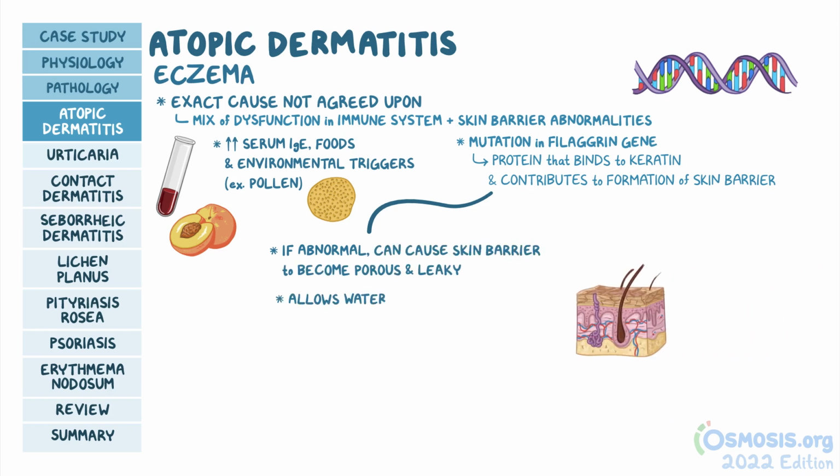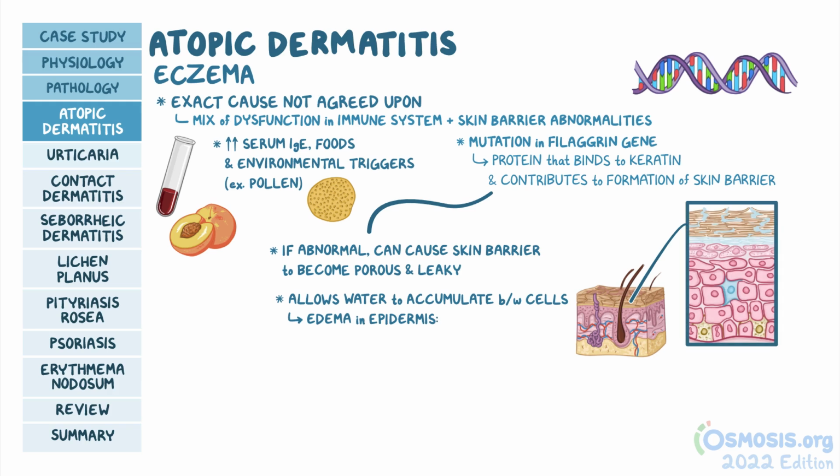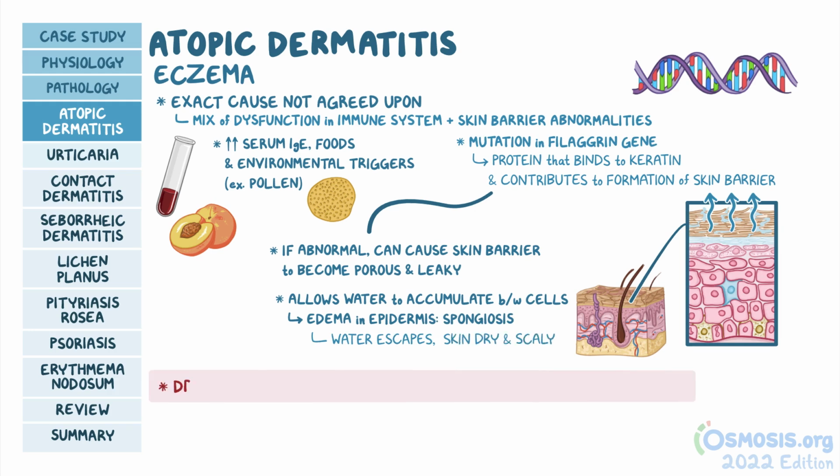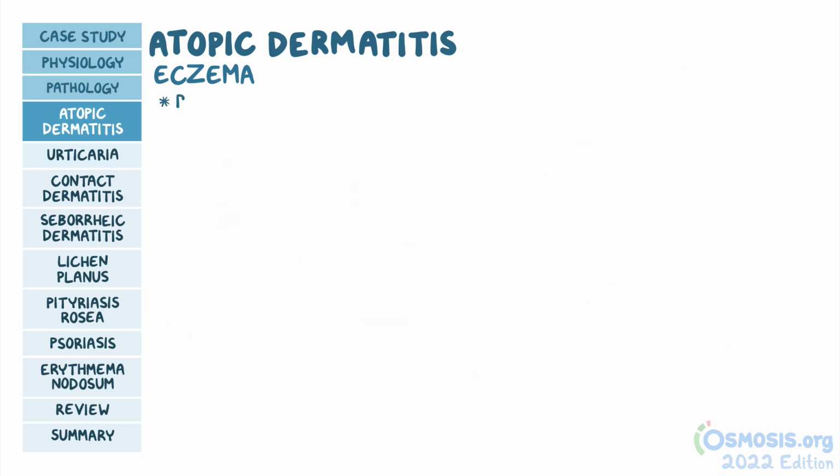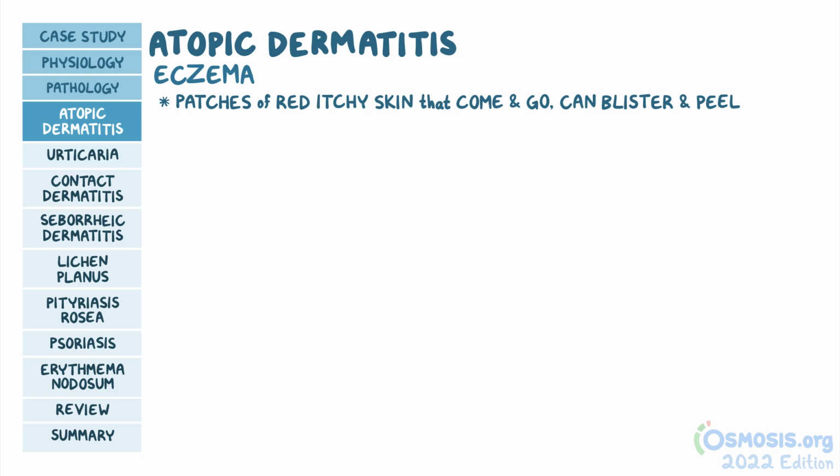This allows water to accumulate between cells, leading to edema in the epidermis, which is called spongiosis. Now, if this water escapes, it will leave the skin dry and scaly. This dry skin is extremely itchy, and that's characteristic of atopic dermatitis. So, the rash usually presents as patches of red, itchy skin that come and go, but can occasionally blister and peel. Over time, the skin can undergo lichenification, meaning that it becomes leathery and tough.